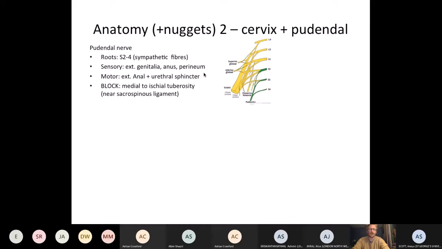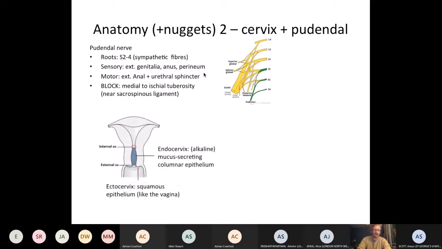And to do the pudendal nerve block, you want to go just medial to the ischial tuberosity, which is the bit that you sit on. That is a cervix. So you've got the endocervix, the bit in blue, and the ectocervix, the bit in green. The endocervix is alkaline and columnar, and the ectocervix is more acidic, like the rest of the vagina, and squamous epithelium. And where those two cell types join is called the transition zone, and that is where cervical cancer tends to originate.